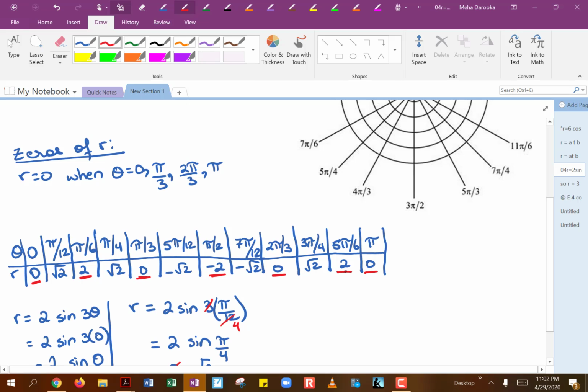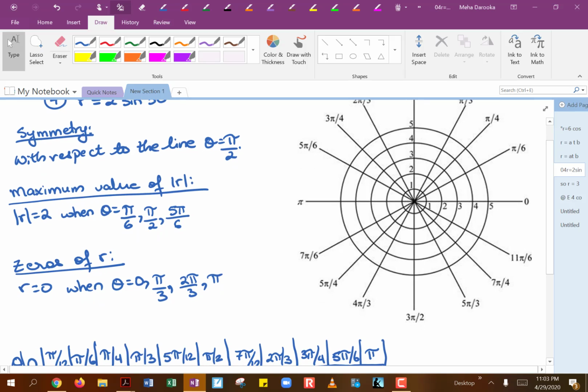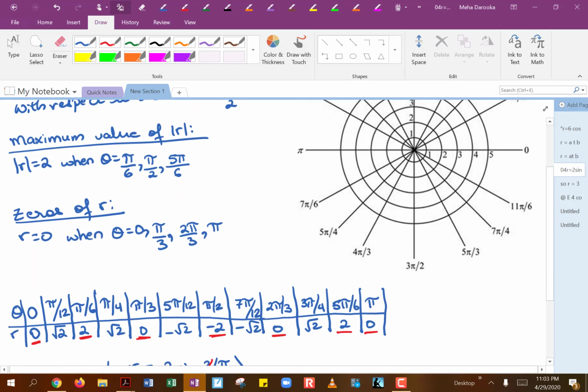Now let's talk about the maximum values, and it looks like it's going to be at 2, negative 2, and positive 2. So that's going to be our absolute value of r equals 2 when our theta is going to be pi over 6, pi over 2, and 5 pi over 6. Okay, so that's where we'll have our maximum, and you can think of it as minimum at the negative 2, but we're just looking at this in terms of absolute value and our zeros. And then of course we have symmetry with respect to that line pi over 2.